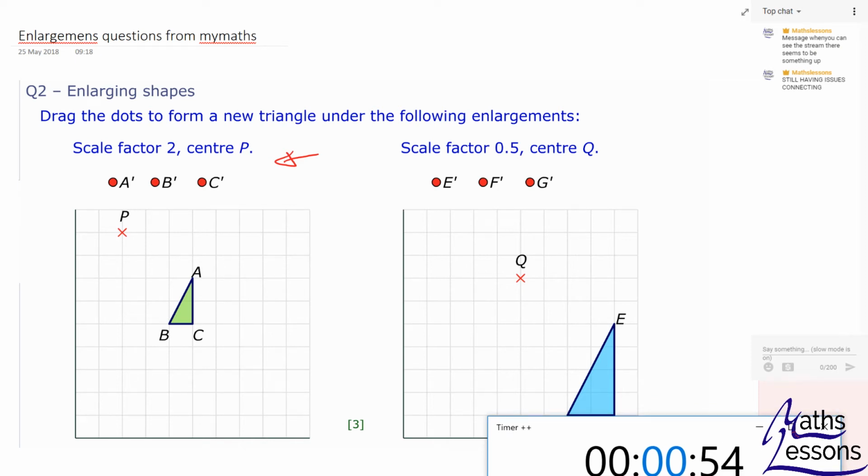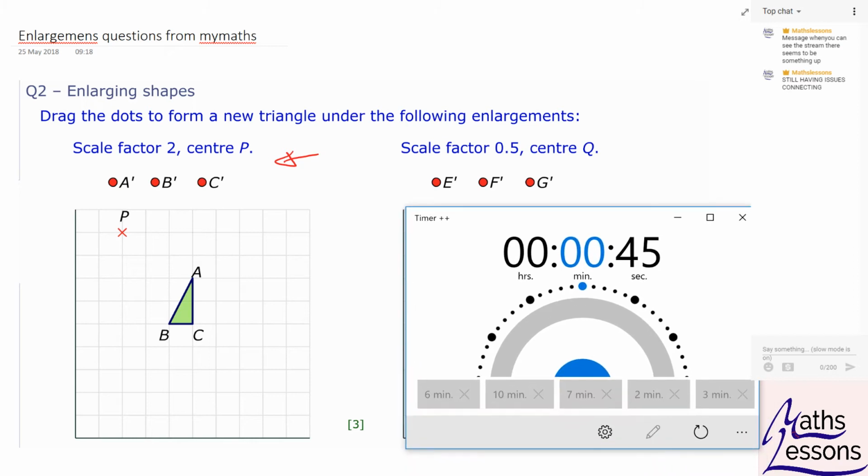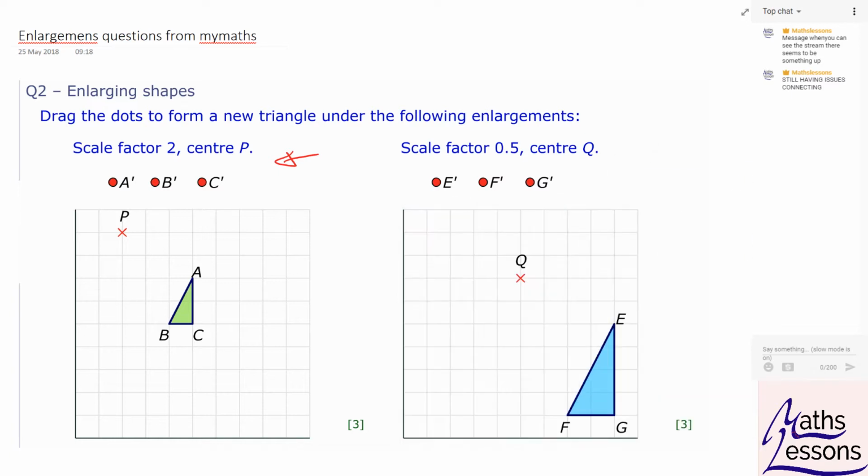Right, it took a little while to get my timer going there, so I'll just give you 30 seconds off that time. Finish off. Right, we're going to stop there. So I'm just going to make that smaller.